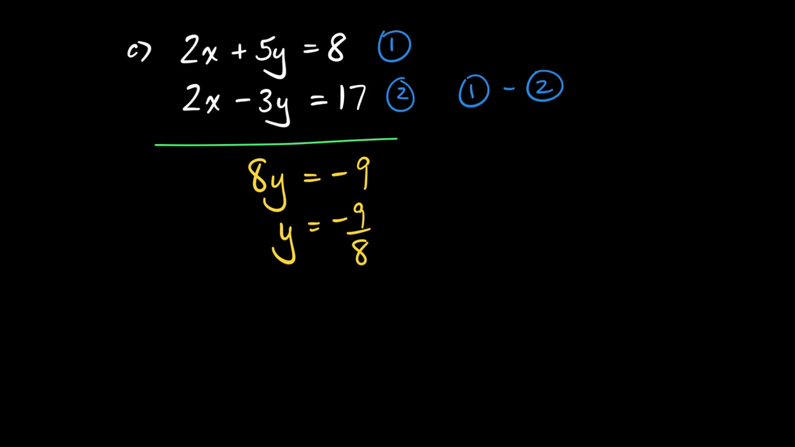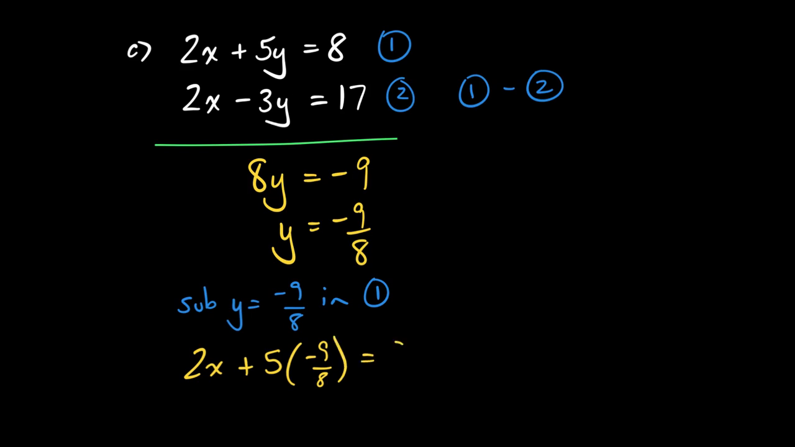Okay, so we're back. So now I can sub in my y equals negative 9/8, and I'm going back into one of my originals. I don't really see either of those equations as being significantly easier than the other. I think I might just go back into the first one only because of the 8 on the right side rather than the 17. So I've got my 2x plus my 5, sub in my y value, and now I have my equation with just x's.